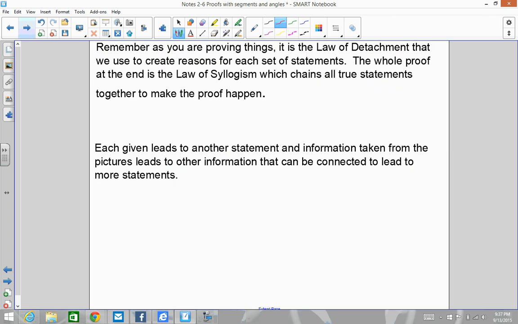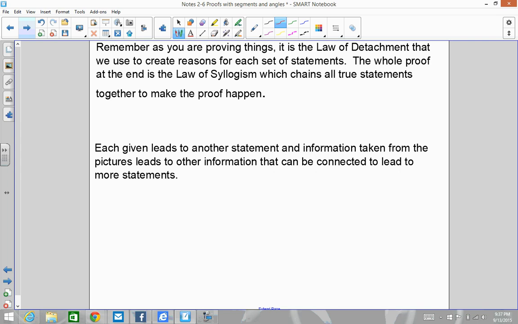Okay, so when you're proving things, you're using the law of detachment that we learned over the weekend. And that is that if you have a true conditional statement, and then you have a true hypothesis that's very specific, then you have a true conclusion that follows that conditional statement that you have. And this is the basis for all the proving that we do. We use the law of detachment over and over again.